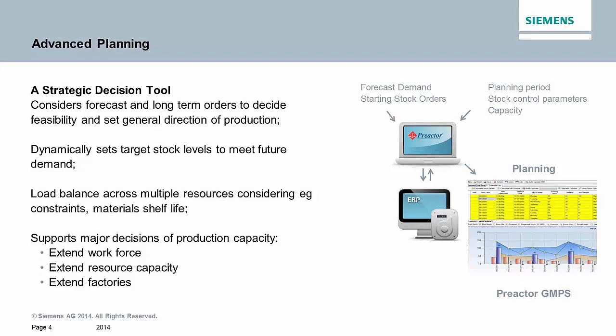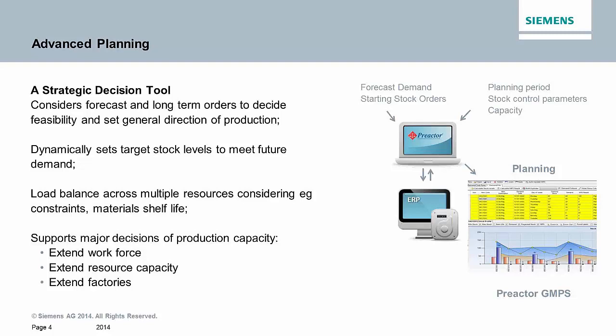The GMPS supports decisions such as how many shifts would we schedule to work on a given week, whether to purchase additional equipment, is it time to train workers on additional skill sets, is it time for a factory expansion.